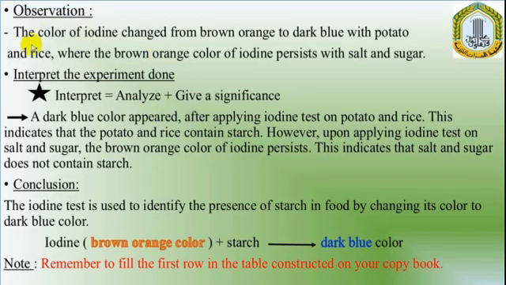We observed that the color of iodine changed from brown-orange to dark blue with potato and rice, whereas the brown-orange color of iodine persisted with salt and sugar. It did not change with salt and sugar. Now, you are required to interpret the experiment, and you have to pay attention to the action verb interpret, which means that you have to analyze your experiment and then give a significance about the results.